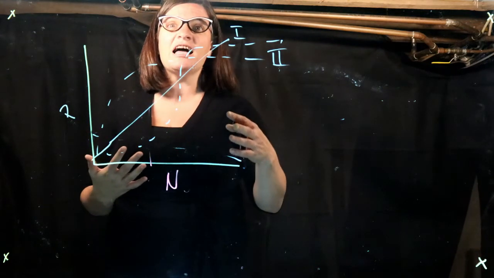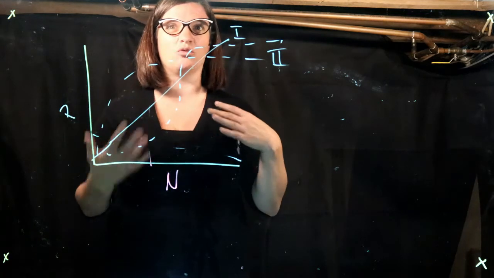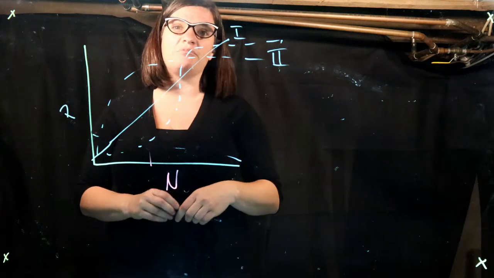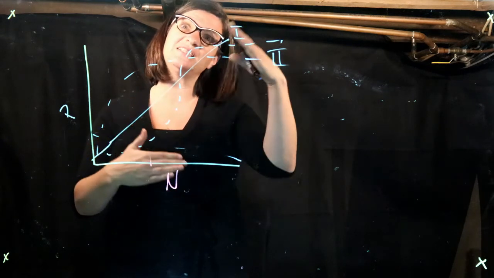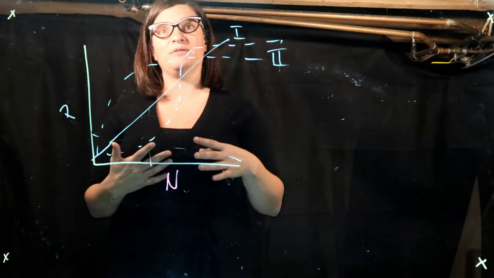This is actually less common than a type 2 functional response if we look at actual patterns in nature. But it is something that we do see happening sometimes, especially if we have a big difference between predator and prey population sizes at the starting point.